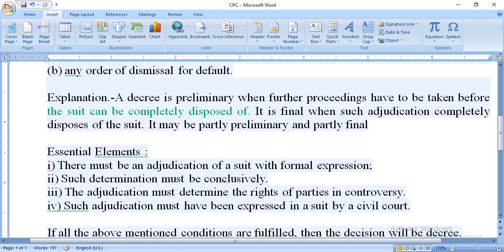And in the last part of this explanation, it is final when such adjudication completely disposes of the suit. So we can say easily that the decree will be final when, after hearing, the court passes a decree that completely disposes of the suit, and it may be partly preliminary and partly final. So a decree may be partly preliminary and partly final.